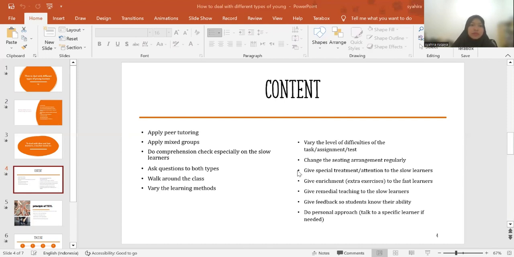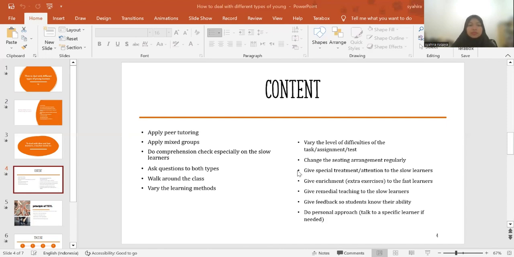Next is give enrichment or extra exercise to the fast learners, especially the children who learn faster. As a teacher, we can provide a simple practicum, such as asking the child to do Simon Says, which will be followed by other friends.